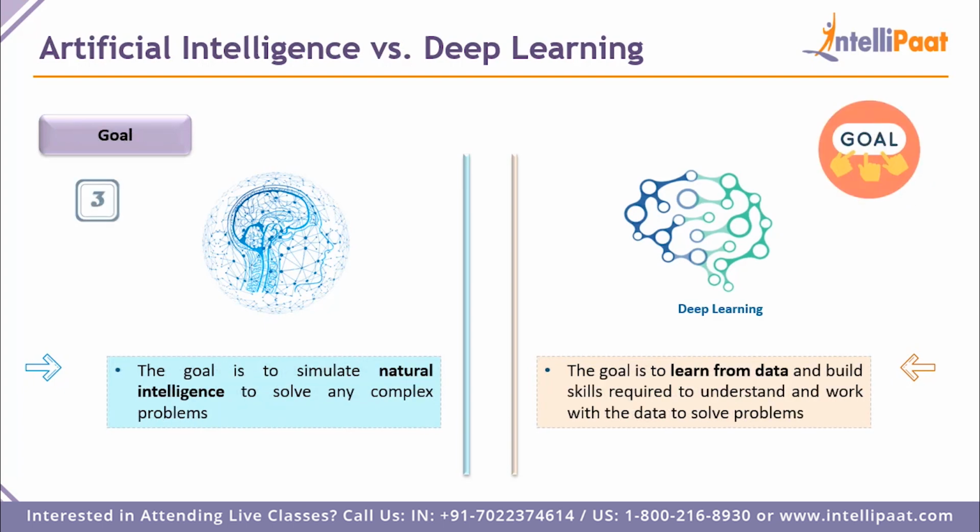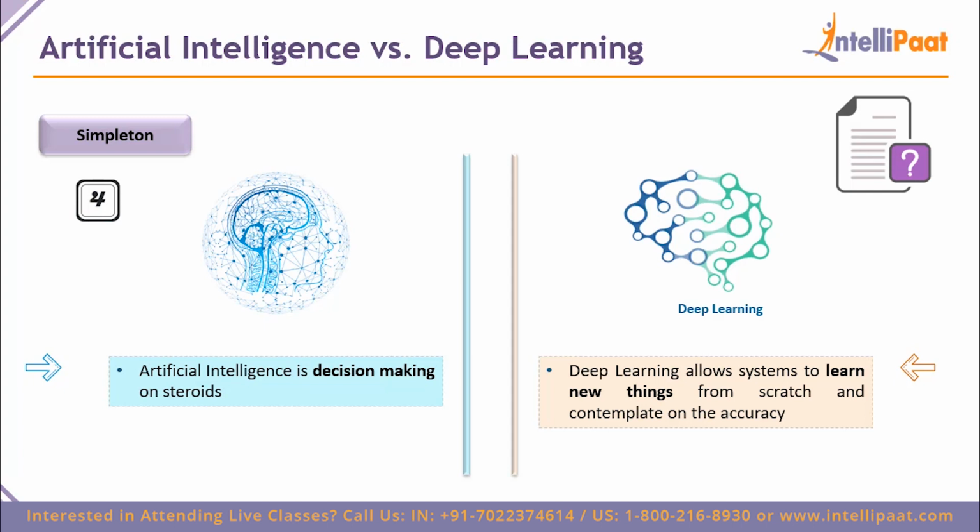Coming to goal, the goal of artificial intelligence is basically to simulate natural intelligence to solve any problems. But the goal of deep learning is to learn from data and build the skills machines require to understand and work with all of this data, to see how it can solve problems and achieve artificial intelligence. Coming to the next point, it is how simple both of these can be.